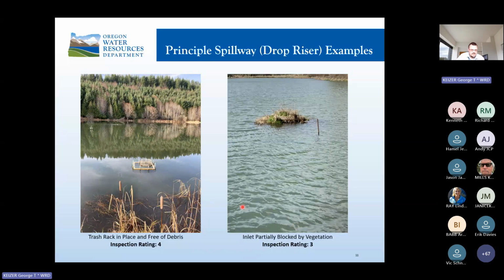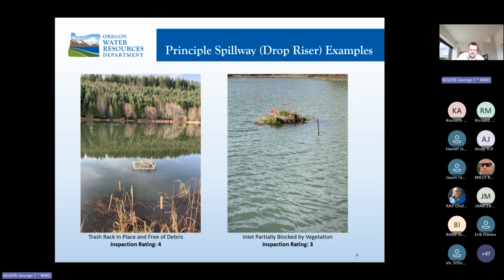So some examples of spillway. So this is your primary spillway or trickle tube in this case. On the left-hand side, you can see this had a rating of 4, so we've got the trash screen in place. It is clear of debris, so that's good, adequate.